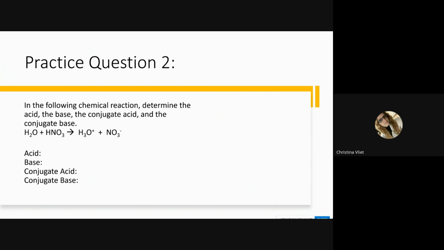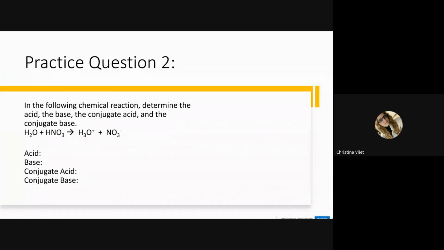Practice question 2. Here we go. See if you can figure out this one. I walked you through the process. Can you figure out here? And I mean, context can kind of give it to you. You're putting water together with nitric acid. Come on. What do you think is going to be the acid here? HNO3. Yes.